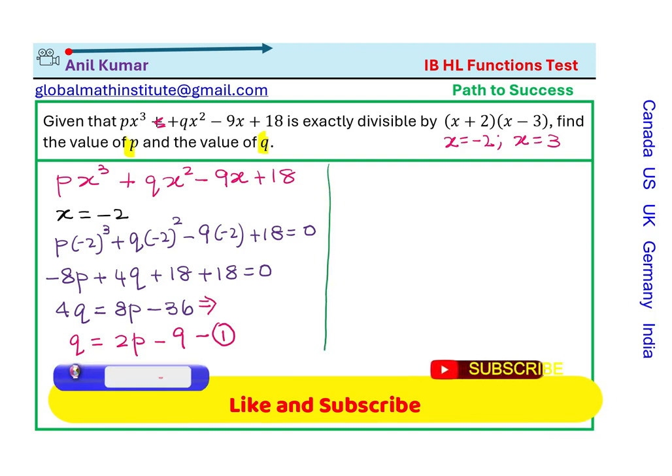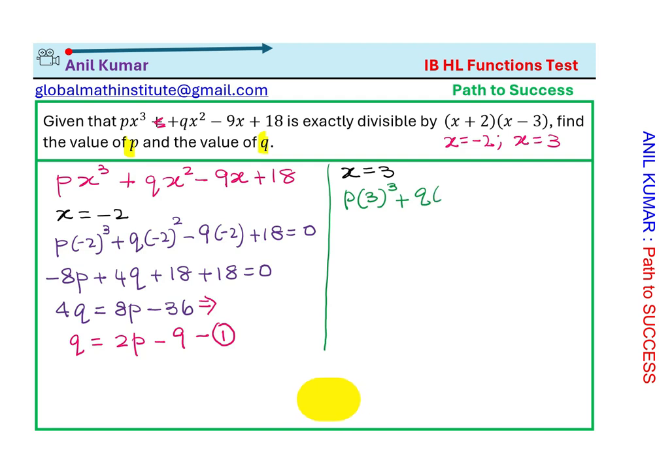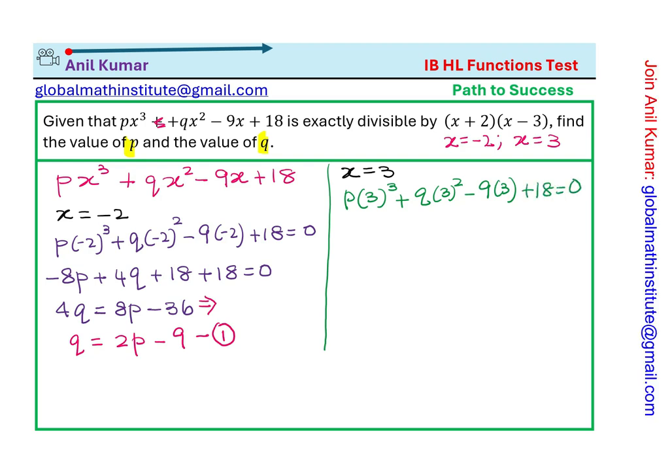Great. So now let's put x equals 3. When I put x equals 3 here, we get p times 3 cubed plus q times 3 squared minus 9 times 3 plus 18, that should also be equal to 0, since it is a root, right? 3 times 3 times 3 will give us 27. So 27p plus 9q minus 27 plus 18 equals 0.